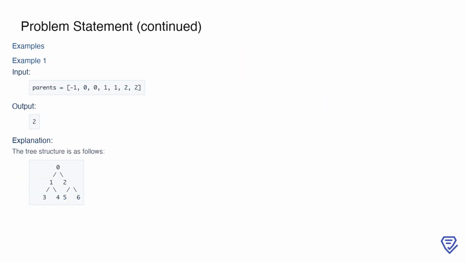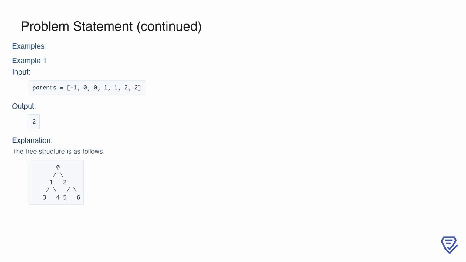To better understand the problem, let's walk through an example. Suppose the parents array is given as -1, 0, 0, 1, 1, 2, 2. This represents a tree with 7 nodes. The tree structure looks like this. Node 0 is the root, and it has 2 children, nodes 1 and 2. Node 1 has children 3 and 4, while node 2 has children 5 and 6. This forms a balanced binary tree with the root at 0.